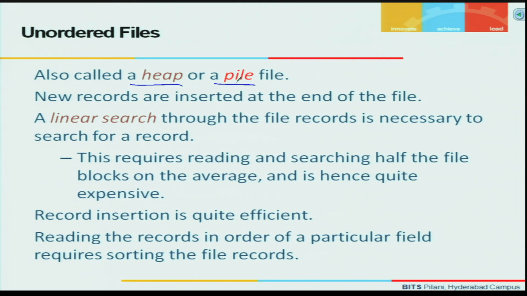Rather, I will be just adding the record at the end of the file. But reading the records in order by a particular field requires sorting of the file. That means if it is an unordered file and I want to get a required record with a given field value, then I need to perform a sequential search. That is why, to make that search more efficient, we need to sort the records and then perform the search. So these are the characteristics of an unordered file.